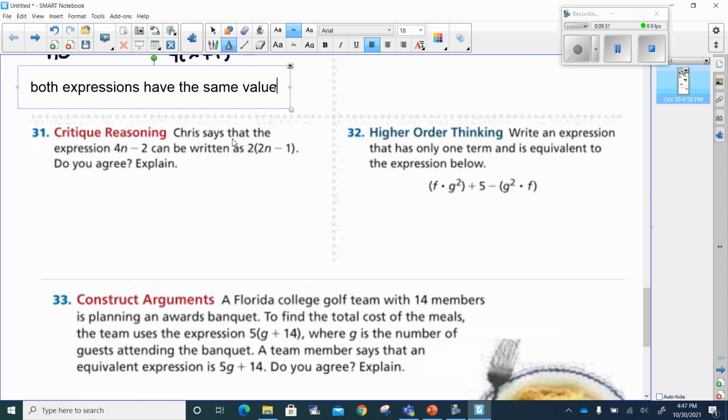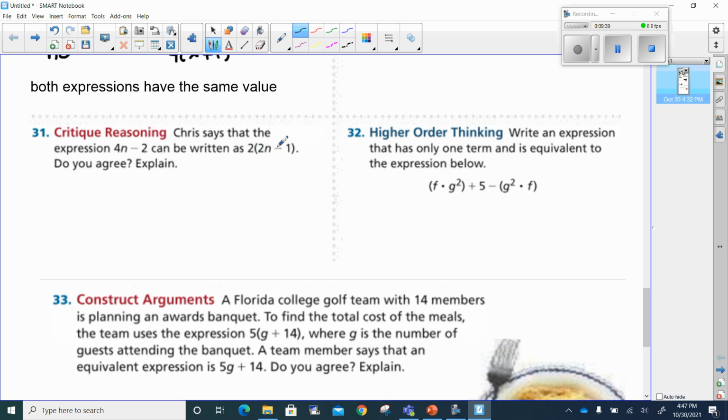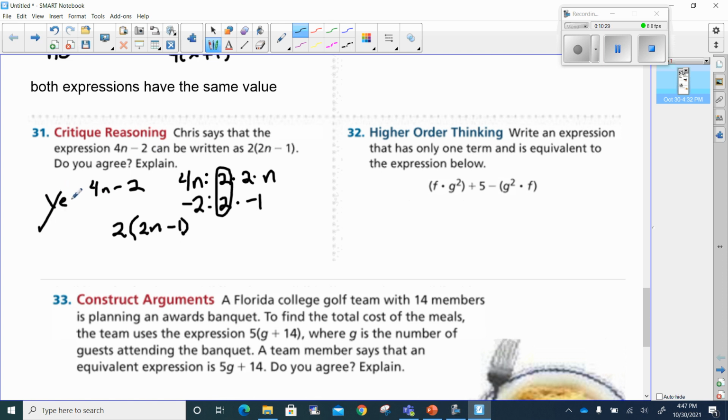All right, number 31. Chris says that the expression 4n minus 2 can be written as 2 times 2n minus 1. Do you agree? Well, let's see, 4n minus 2. What do both these numbers have in common? If I break up 4n, I see that it's made up of 2 times 2 times n. I know that because 2 times 2 is 4. And then a negative 2 is made up of 2 times negative 1. I see that 2 is a factor that I can factor out of both of them. So I can put 2 in front. And what's left over goes in: 2n minus 1. And we can see that you can rewrite this one as this. So yes, they share the same value.